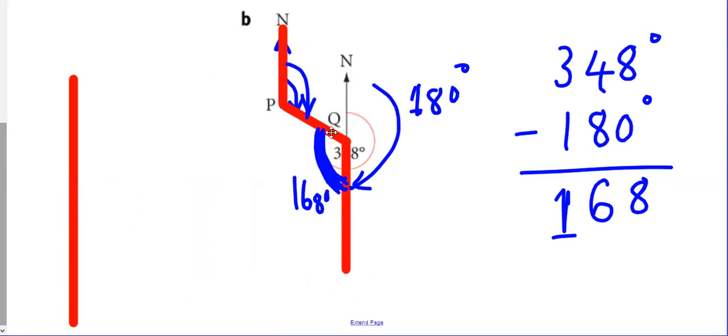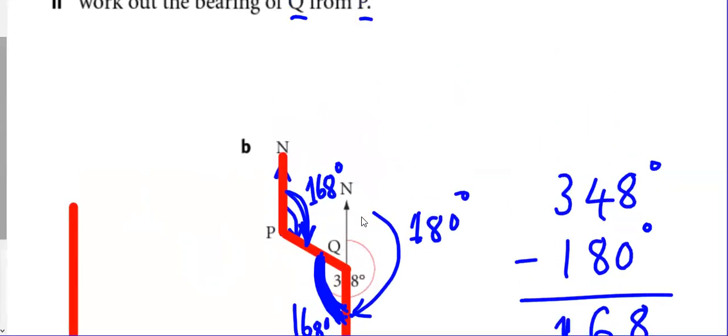Remember what we have agreed? We have agreed that if this angle is 168, even this angle here will be 168. That is the concept of alternate angles. So what is your answer?